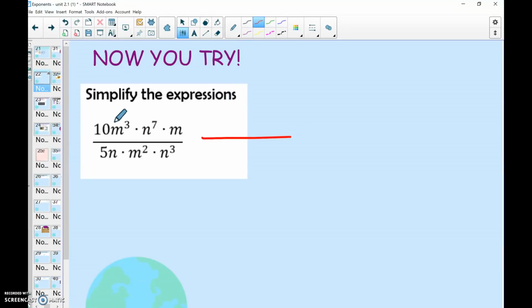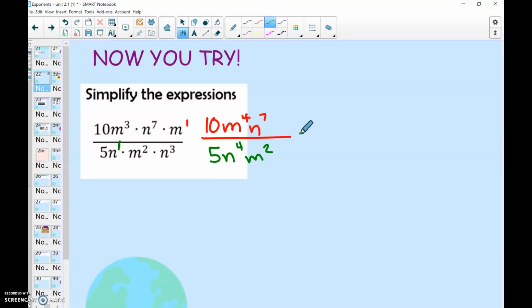Alrighty, top part, 10 stays the same. M to the 3rd times m to the 1st is m to the 4th, because I'm adding up the numbers. N to the 7th stays the same. On the bottom, the 5 is just going to stay by itself. We have n to the 1st, that's not attached to the 5, it's just multiplied, so I can move it around, times n to the 3rd. Add them up, I get n to the 4th.